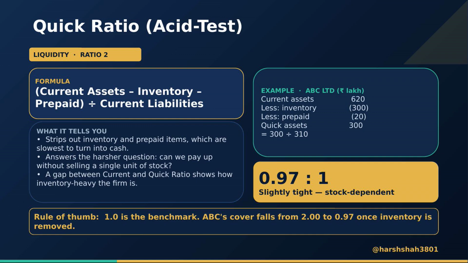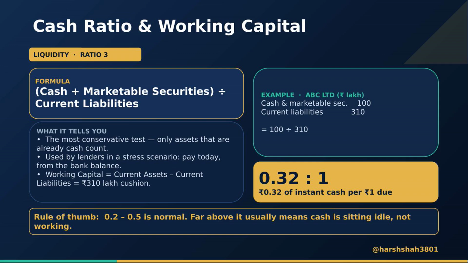What does that tell us about ABC Limited? It tells us the company is inventory heavy. Our third and final liquidity ratio is the cash ratio. Formula: cash plus marketable securities, divided by current liabilities. For ABC Limited, 100 divided by 310, which gives us 0.32 to 1.